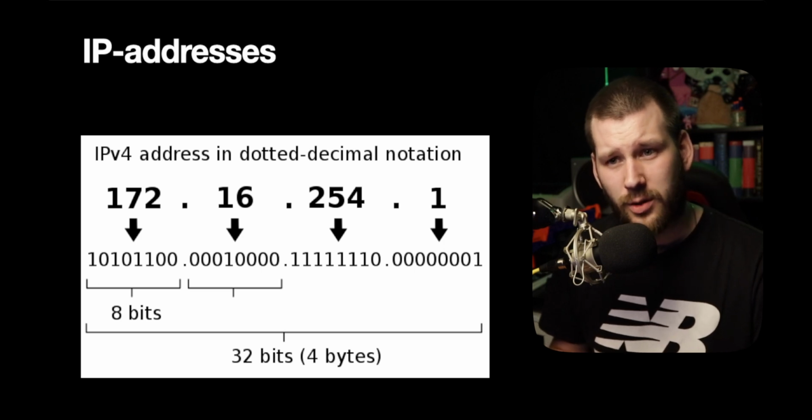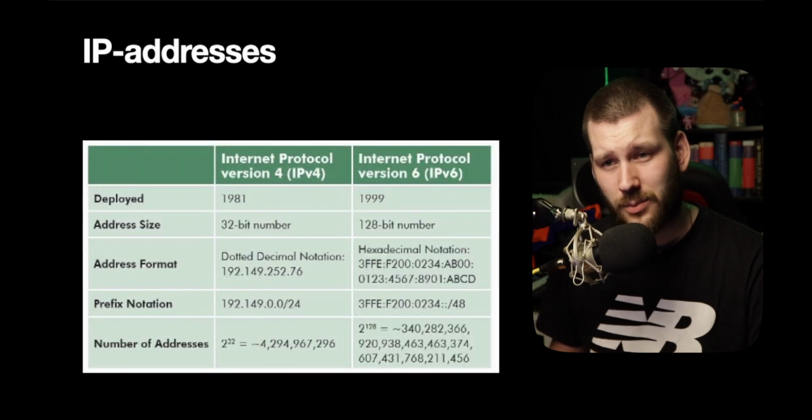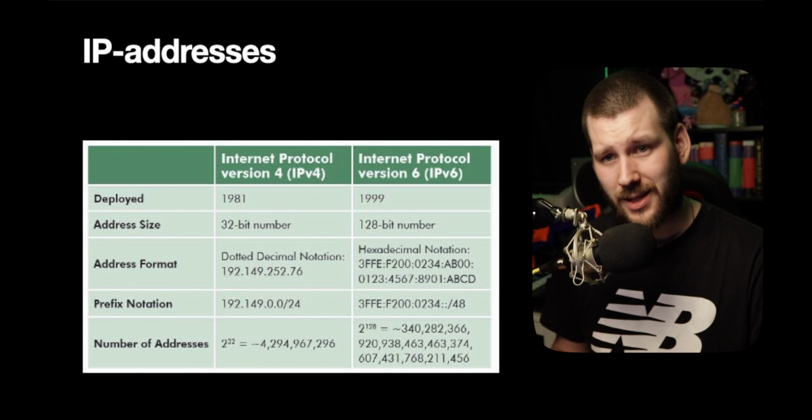An IPv4 address consists of 4 bytes or 32 bits. It's written as 4 decimal numbers with a dot in between, and each number can be between 0 and 255. Now, there are some IP addresses that can't be used on the internet, and we'll look at them in a second, but first we'll look at some differences between IPv4 and IPv6.